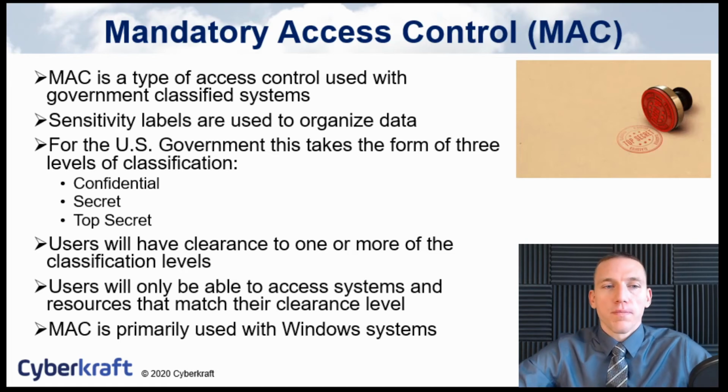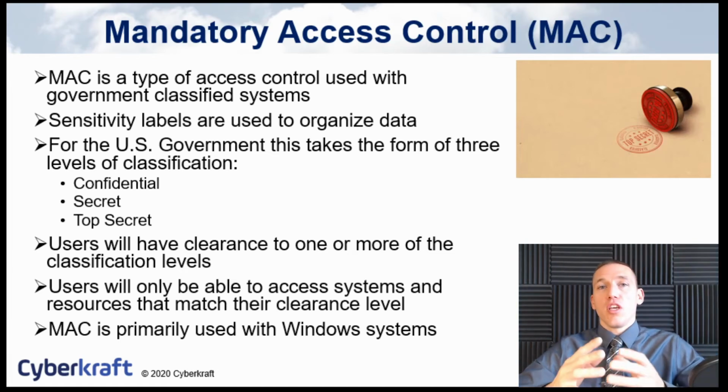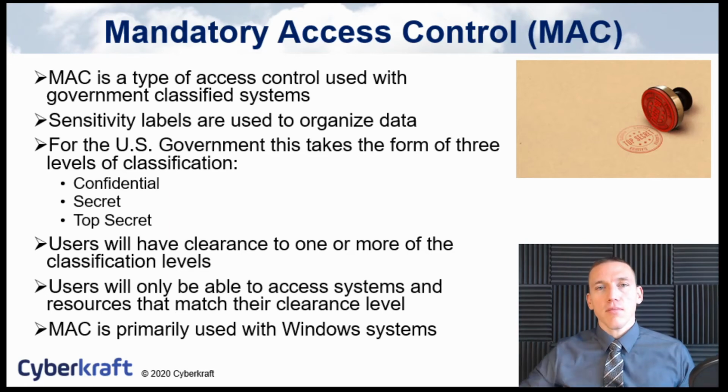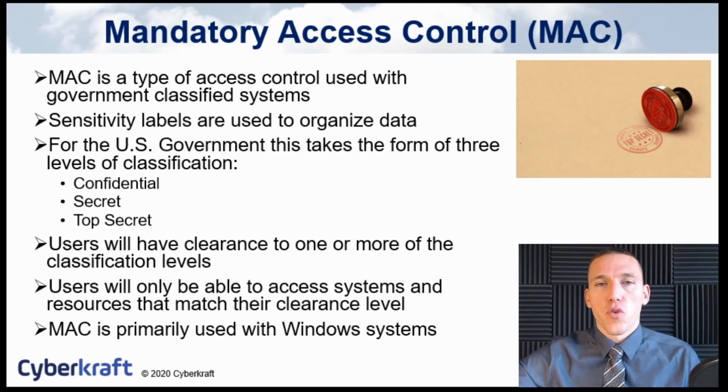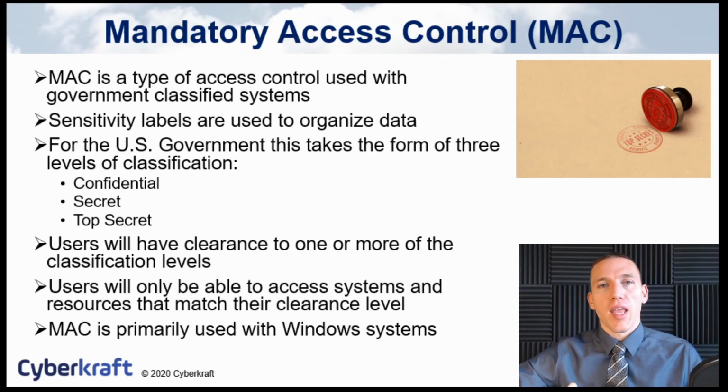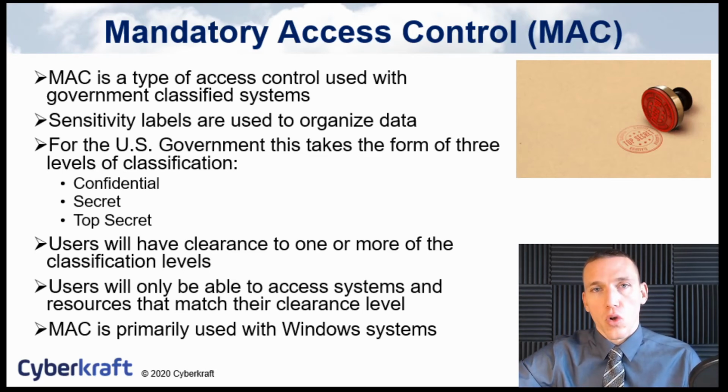Mandatory access control is a type of access control usually used within federal governments. This is where sensitivity labels are applied to data, and it's often used with classified information. For the U.S. government, this takes the form of 3 levels of classification: confidential, secret, and top secret. Data will be assigned one of the 3 levels of classification, and then access to that data can be controlled based on that level of classification.